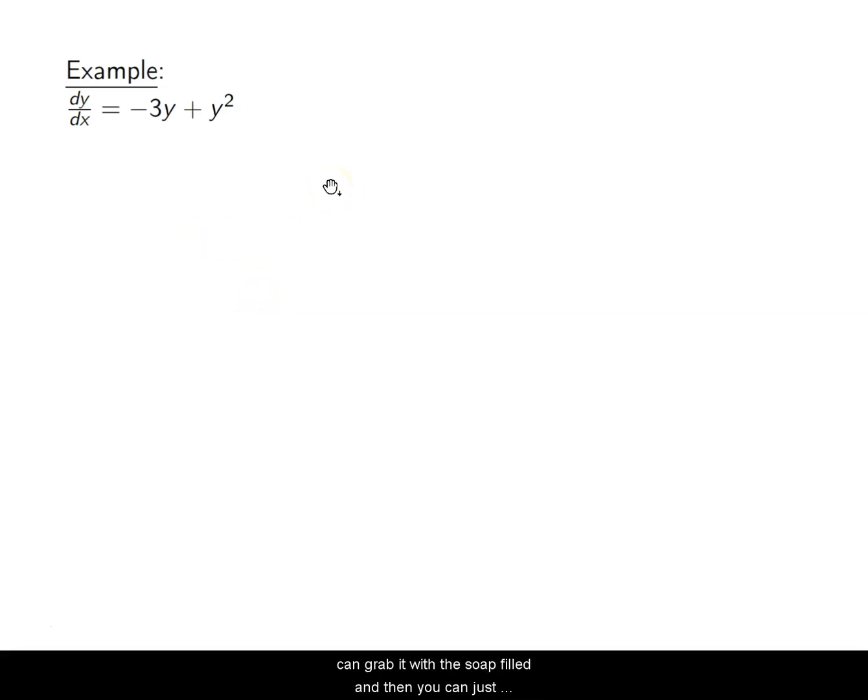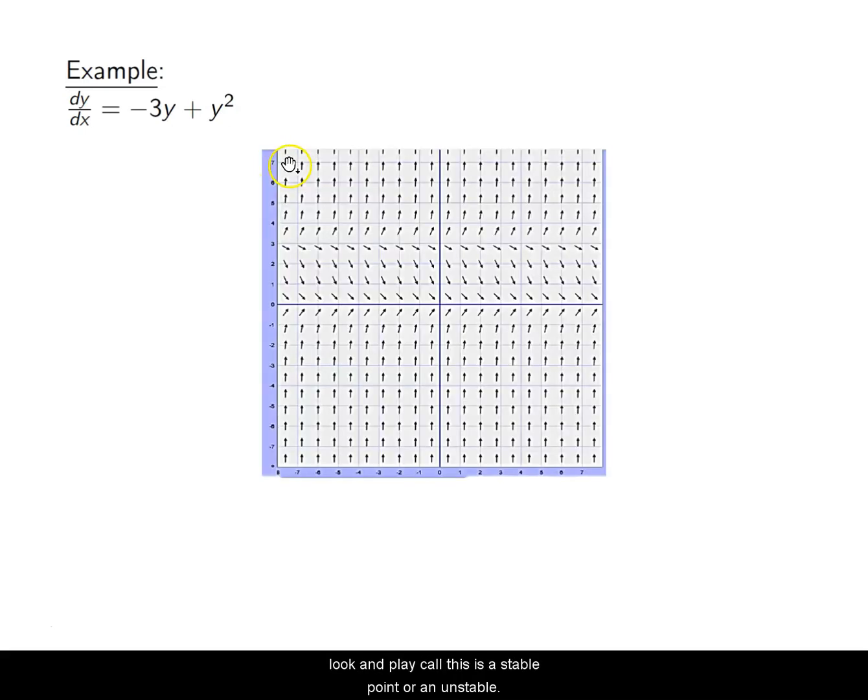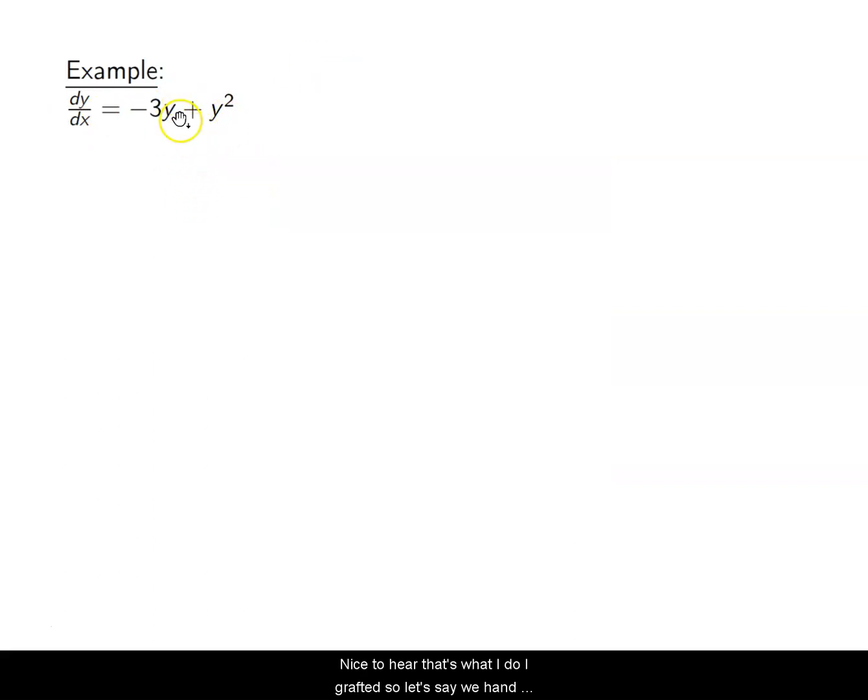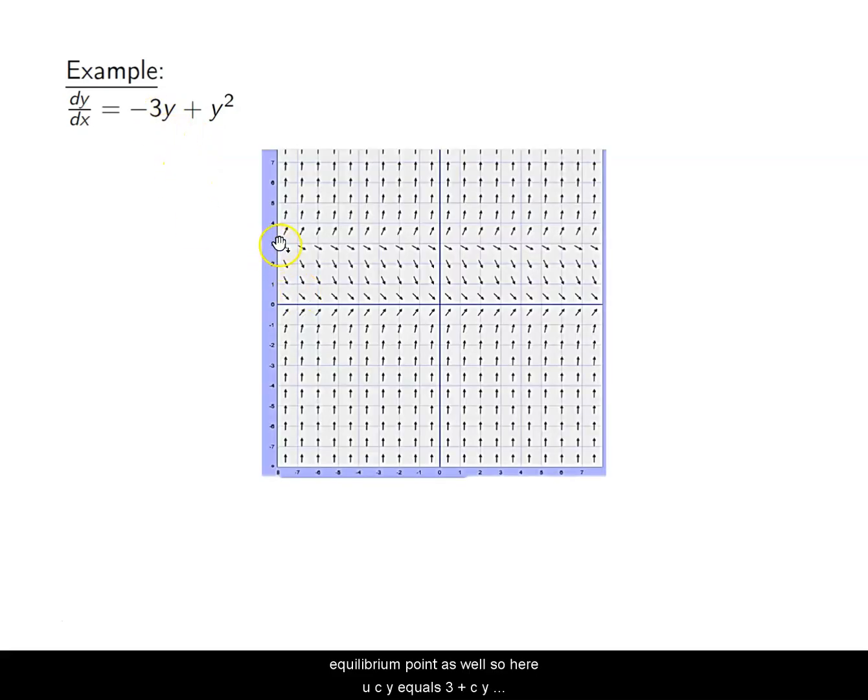Or you can graph it with the slope field, and then you can just look and say, oh, this is a stable point or an unstable point. All right, so that's what I did here: I graphed it. But let's say we hadn't graphed it. If I solve this system, if I put just this portion equal to 0, it's very clear that y equals 0 is an equilibrium point, and y equals positive 3 is an equilibrium point as well. So here you see y equals 3 and y equals 0.